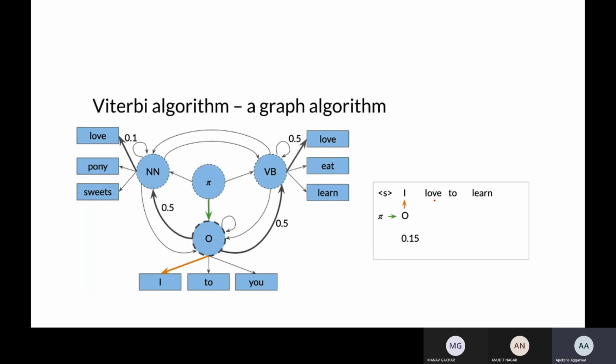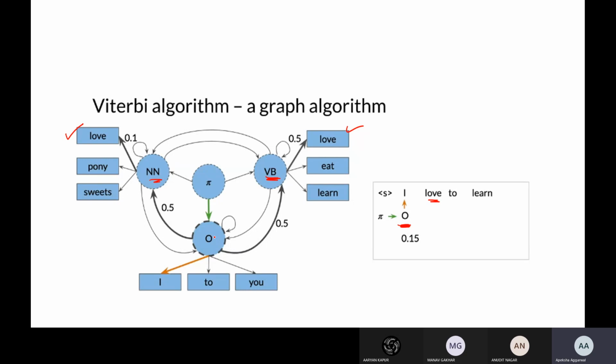Similarly, we'll move on to the next word. You can see this word love can be used as a verb and can be used as a noun. So love is over here and over here. It is present in two places. Now I have to select which one has the higher probability. So I'll calculate these two and select the higher one. Now I was on O, this O state, which was my POS tag. So from O, I can go to either this path or this path. I have two paths to traverse.